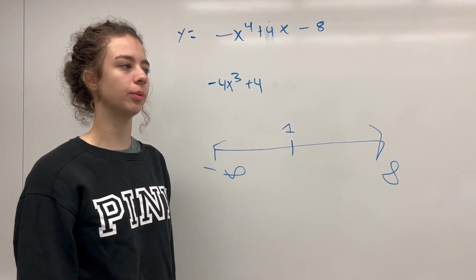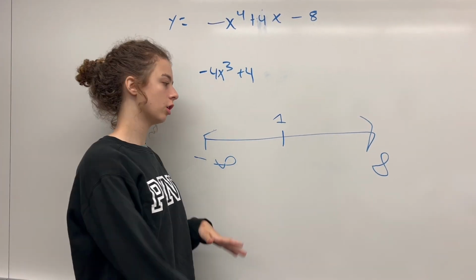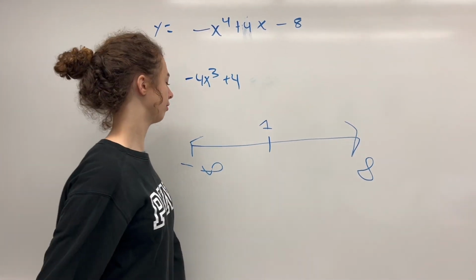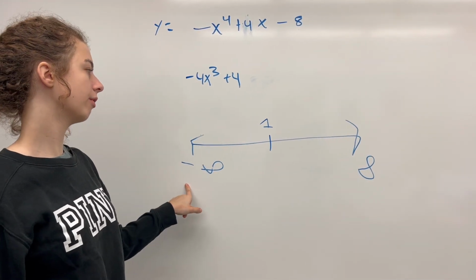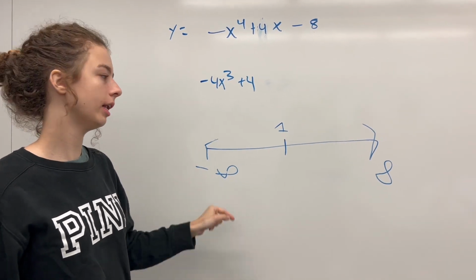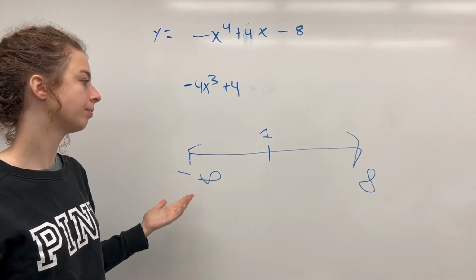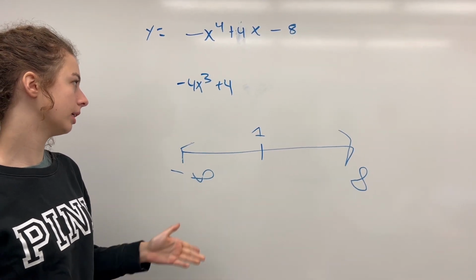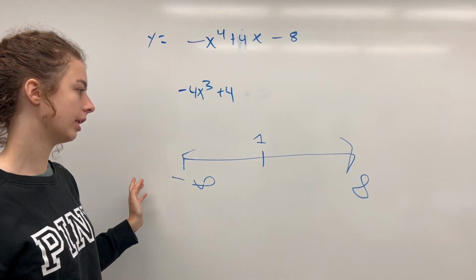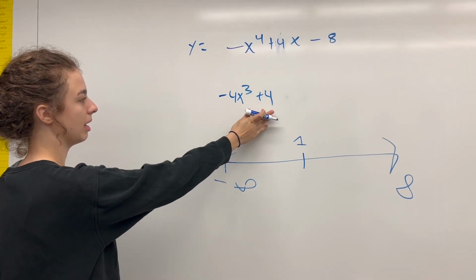So now I want to see whether the function is increasing or decreasing during both of these intervals. So this is one interval and this is one interval. So to see whether the function is increasing or decreasing in this interval, I'm going to pick a point that lies between these two numbers. So I'm going to pick negative 1 because it's between 1 and negative infinity. So I'm going to plug that into my derivative.